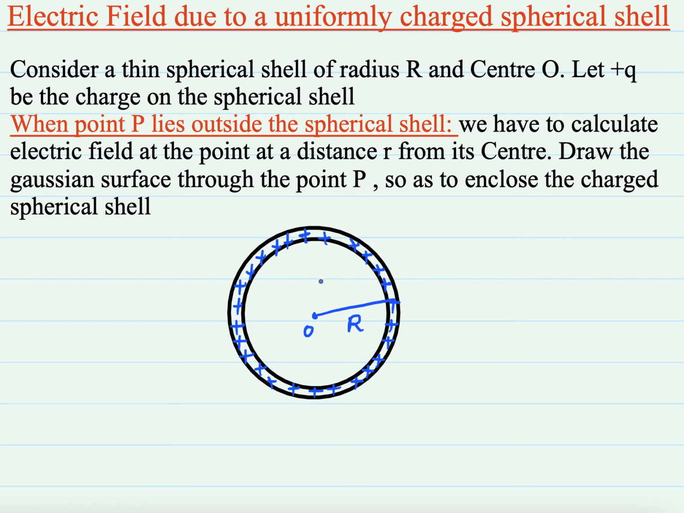When point P lies outside the spherical shell, we have to calculate the electric field at a point P at a distance small r from the center of the spherical shell. Now draw a Gaussian surface through the point P so as to enclose the charged spherical shell. Now we have to draw one Gaussian spherical surface through the point P.